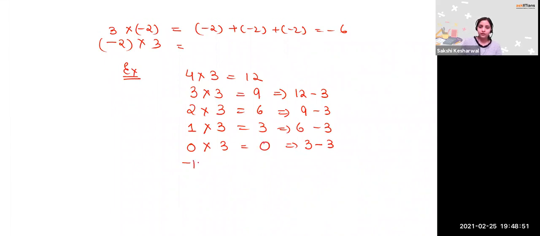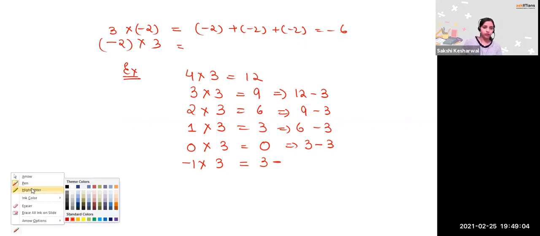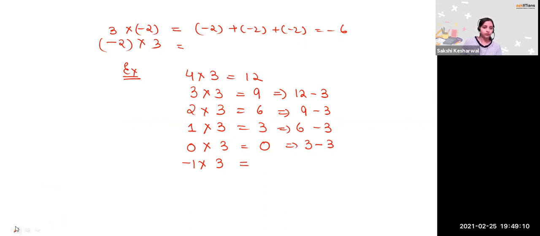Now if I write negative 1 into 3, it will be equal to what, beta? Sorry, you will be writing over here 0, my bad. Here you will be writing 0 minus of 3. If you go with the additive inverse thing also, 0 minus of 3 is 0 plus of minus 3. So your answer will be what, beta? Negative 3. Yes or no?